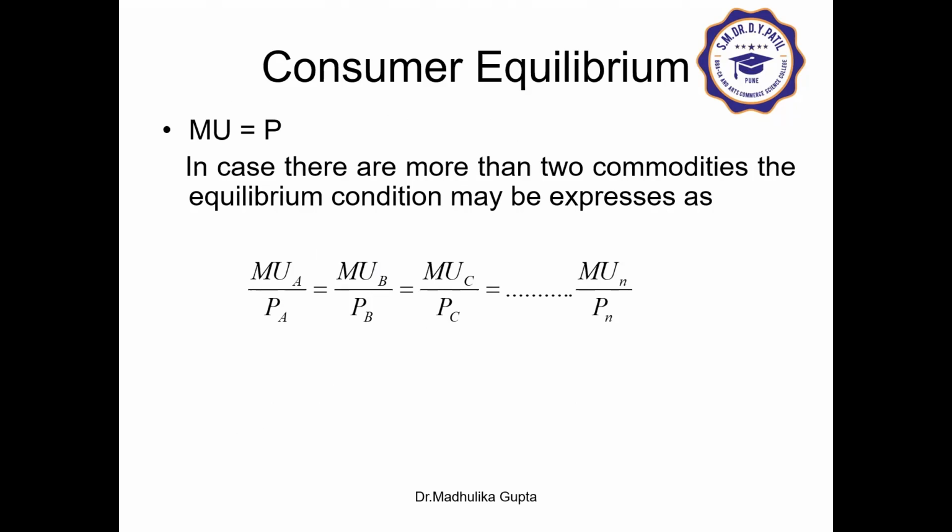So here in this case, how will it be? MU of A divided by PA is equal to the utility of B divided by the price of B, which is equal to MU of C divided by price of C, and so on up to N. So it has to be equal. The utility derived from each unit, each product, should be equal. Then only we say a consumer is in equilibrium, right?